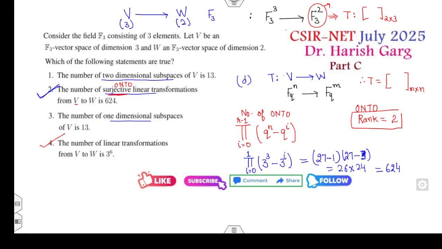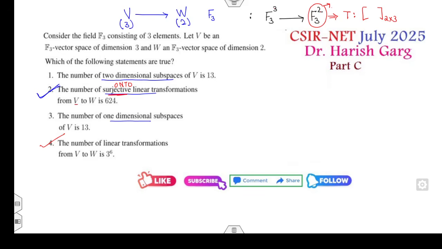Fine. Now look at the third option and the first option. They are talking about the number of subspaces of V. What is the dimension of V? 3. Your target is to find the two-dimensional subspaces over the field F3. Now, what is the meaning? How can you write this formula? It's very, very simple. That means the subspace dimension is 2, so you have to write it as 2 times. Fine. This is my option A.